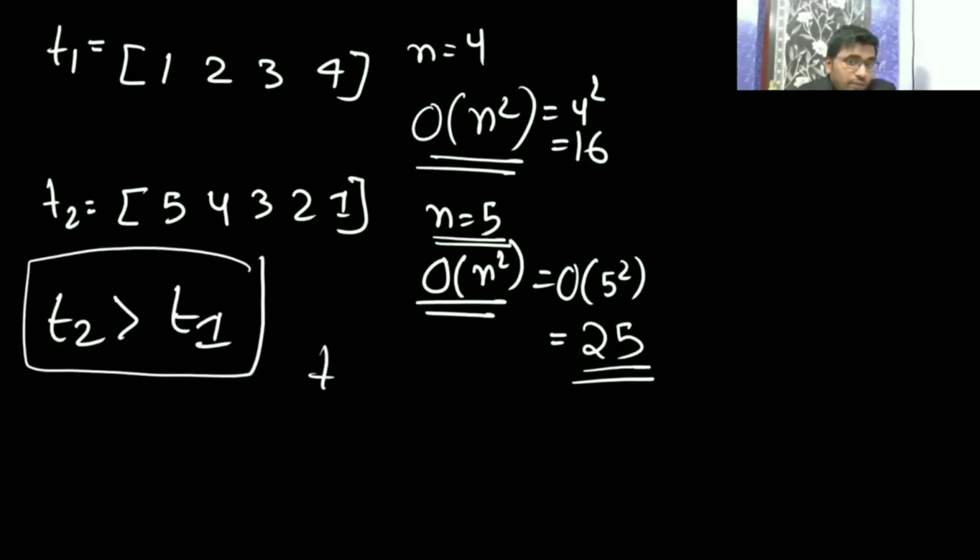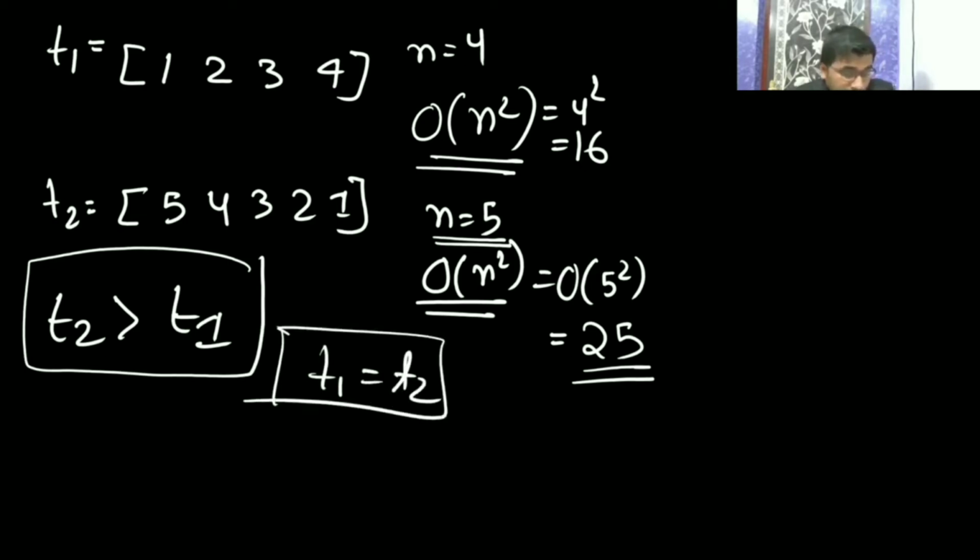Many of the students say T1 is equal to T2, as they don't consider the number of inputs. They have told in the question, let T1 and T2 be the time taken by the program for the inputs respectively. So this will take more time because it is having more inputs. Asymptotically it will be the same, big O of n square, but since the array for T2 has more inputs, it is going to take more time.